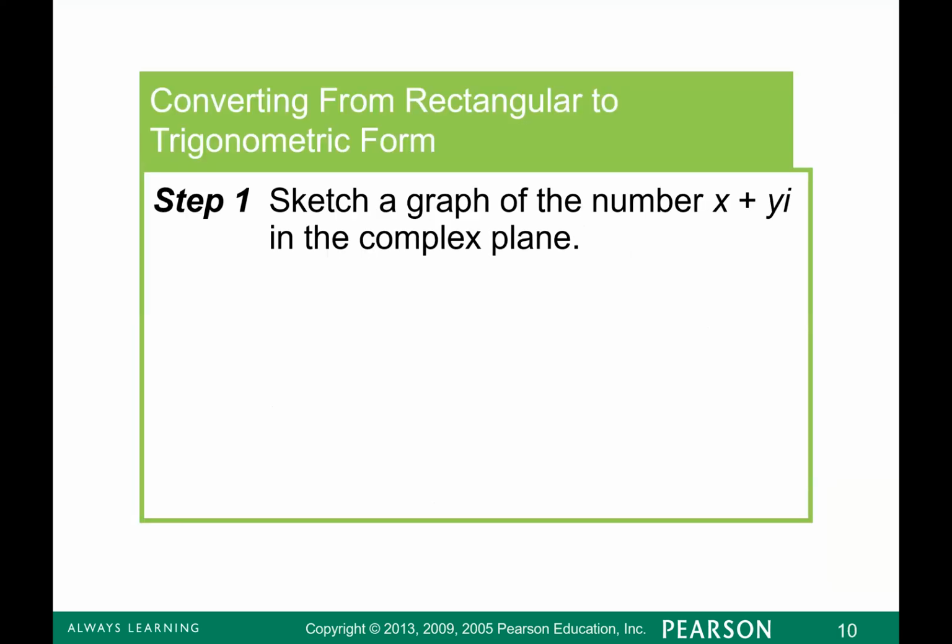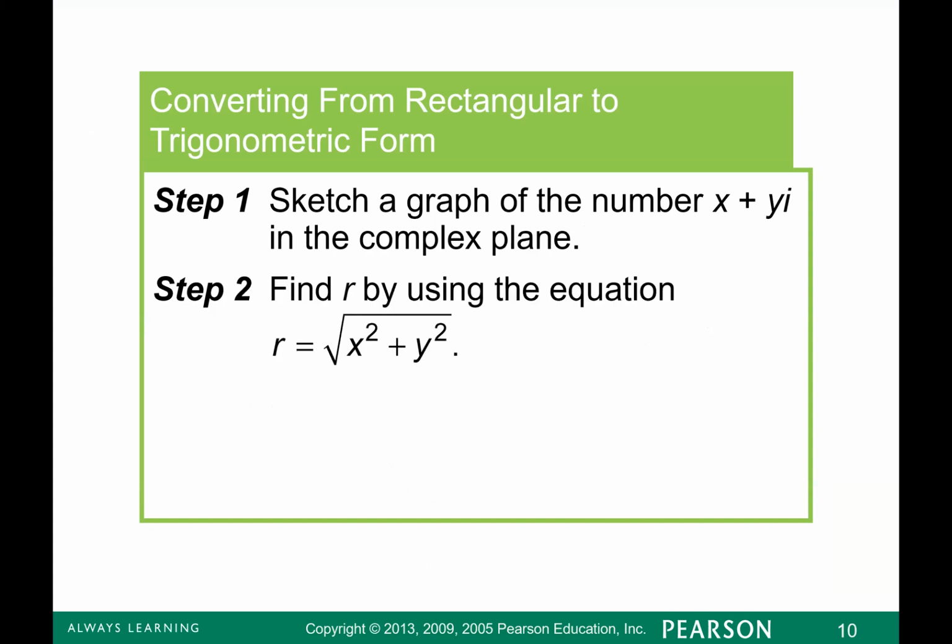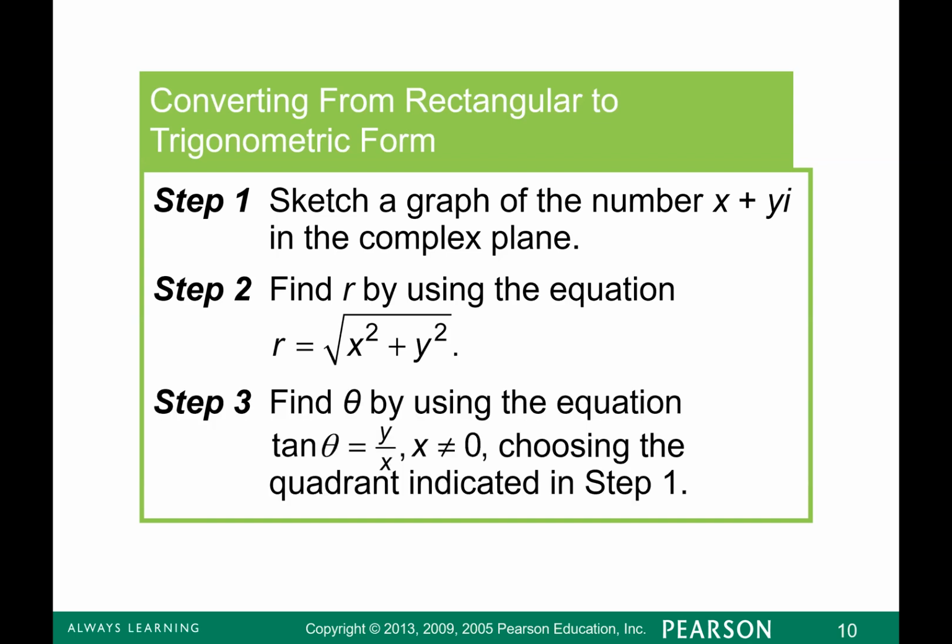Okay, so converting from rectangular to trigonometric form, sketch a graph of the number x plus yi. This is going to be kind of important because you're going to need to know which quadrant you're in, and you'll be finding a reference angle. And then you're going to use that reference angle to find theta. So R is pretty easy to find. It's just the square root of x squared plus y squared, just the Pythagorean theorem. We're going to find theta by using the equation tangent of theta equals y over x.